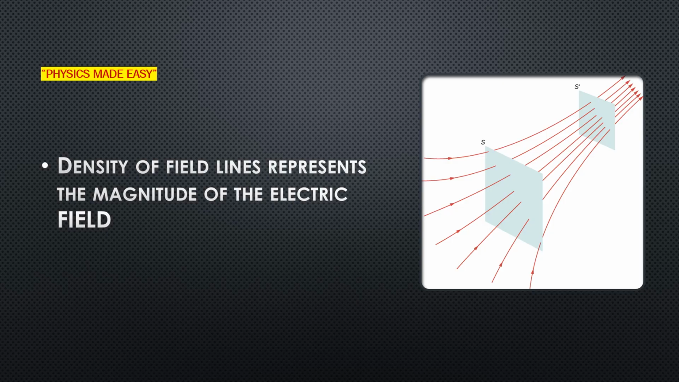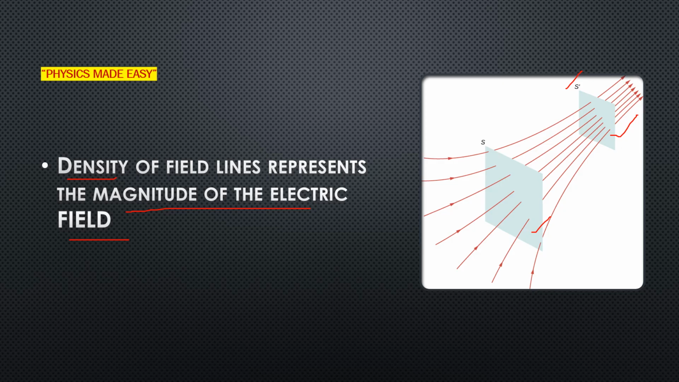Here we see the electric field lines, which are red in color, and two plates having the areas S and S dash. These electric field lines crossing the cross-sectional area represent the density of the field lines, and this represents the magnitude of the electric field. So in the area S dash we see that the electric field lines are very close or crowded, which means that the electric field is strong at this point, and when the field lines are far away or spread out, like it is shown for the plate having the area S, it means that the electric field is weaker.